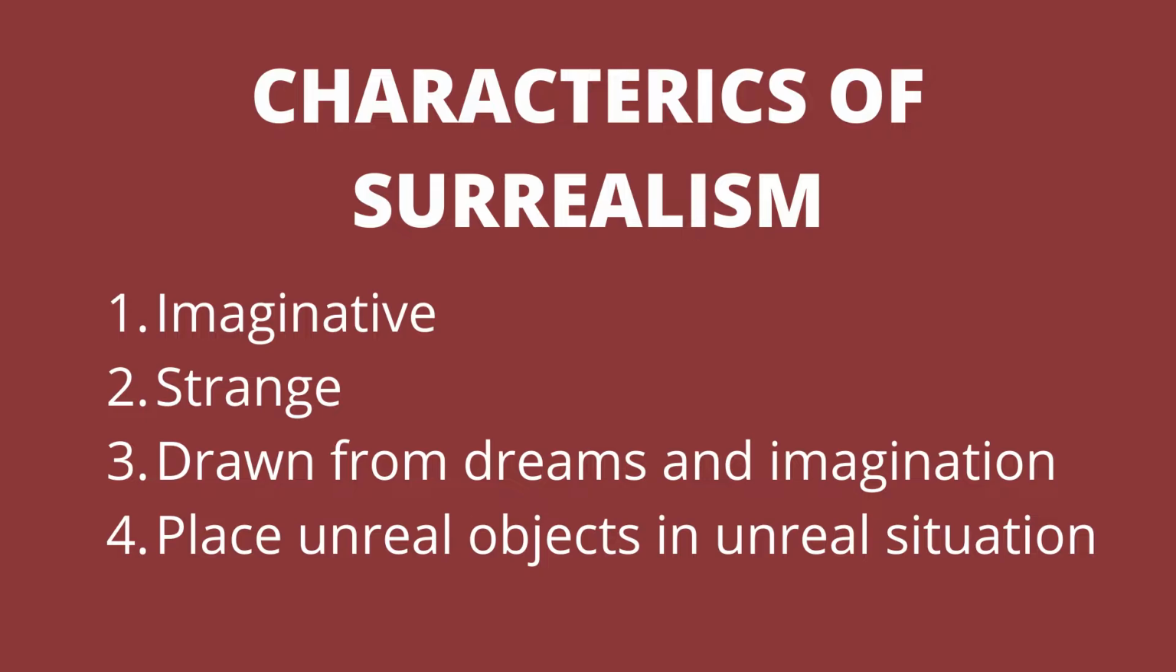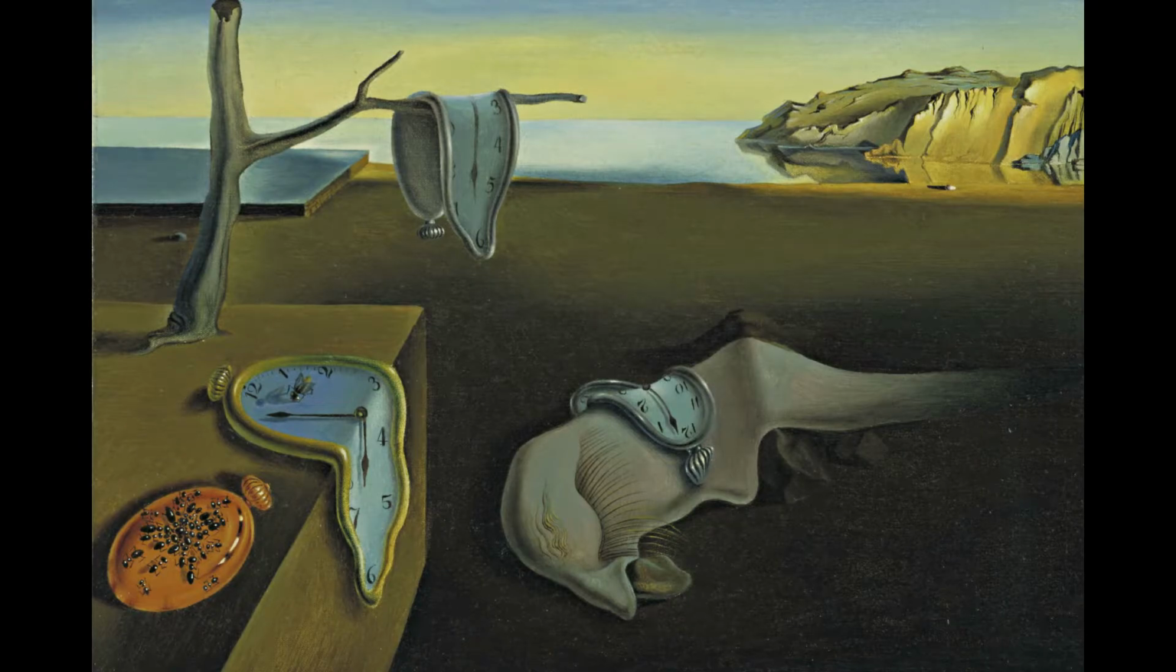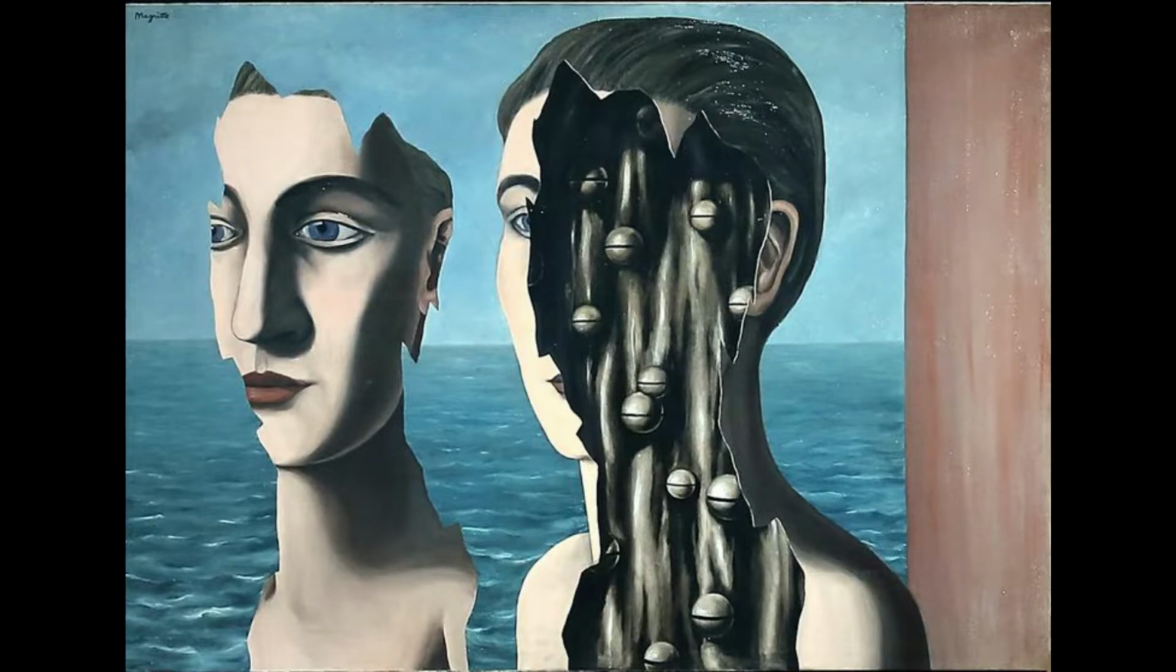These are the major characteristics of surrealism. The first one is imaginative, strange, drawn from dreams and imagination, and place unreal objects in unreal situations. Salvador Dali is the famous artist in the surrealism period. Here are some examples of surrealism art.